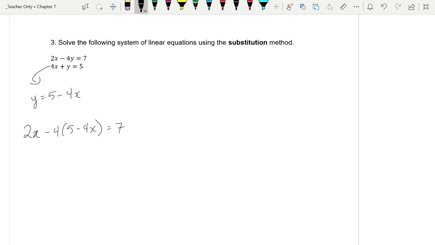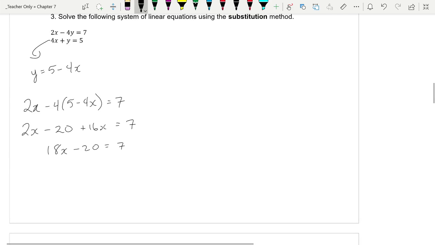Oh, somebody's actually requesting number 2? Okay, I'll go back to number 2 in a second. So now I'm going to go 2x minus 20 plus 16x equals 7. 2x and 16x is 18x. Add 20 to both sides, and I get 18x equals 27, which means that x is equal to 27/18. Now, you should be able to notice that simplifies. Both of those numbers have a 9 in them, so that's 3/2.